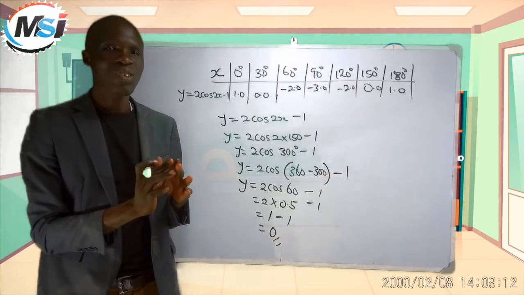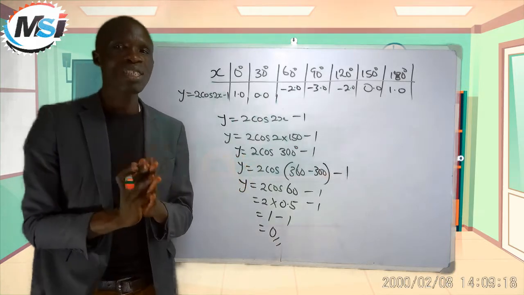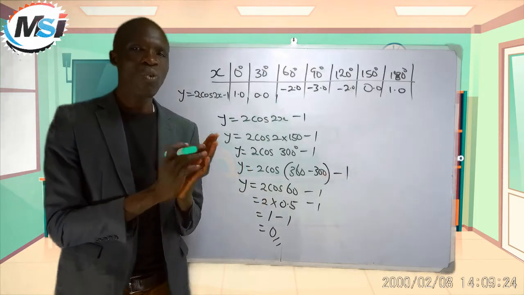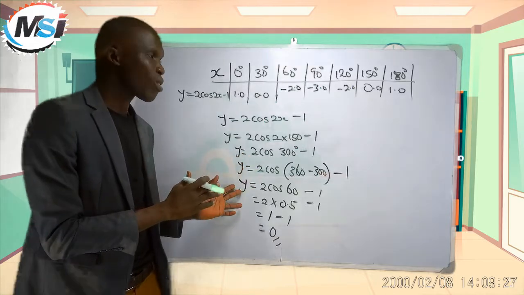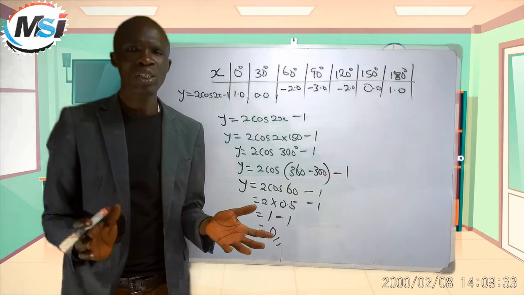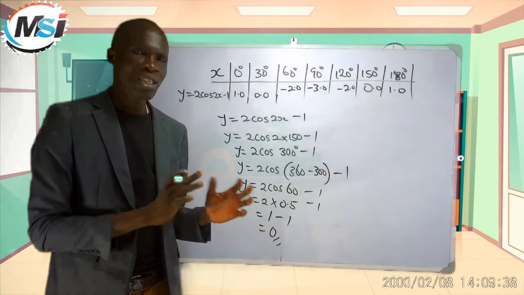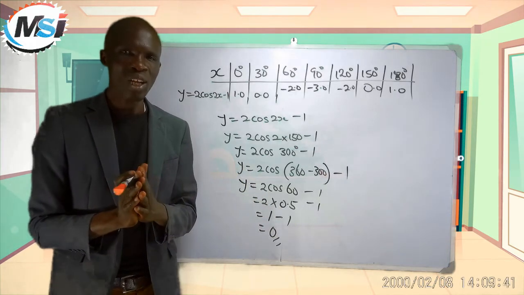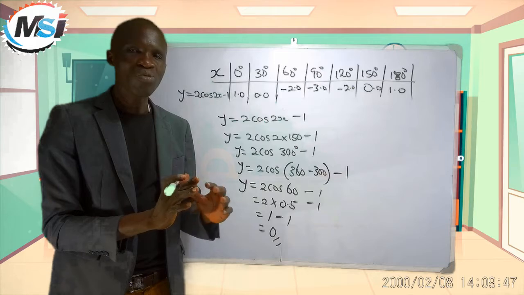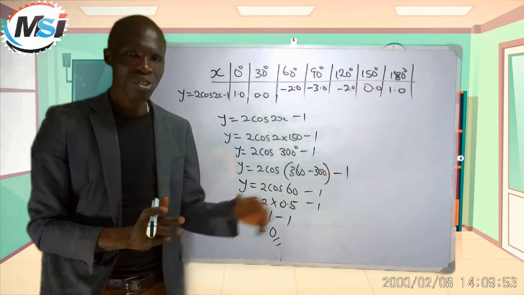So we are just through with the first stage. Now, the second stage, we are going back to the question. The question is, using a scale of 2 centimeters to 30 degrees on the x-axis and 2 centimeters to 1 unit on the y-axis, draw the graph of y equals 2 cos 2x minus 1. So what are we going to do? We need to make use of our graph. I'm going to show you something after this. How will the graph look like? I can't do that on the board here, so I have to show you for real how the graph looks like. But before I do that, let me solve this with you.